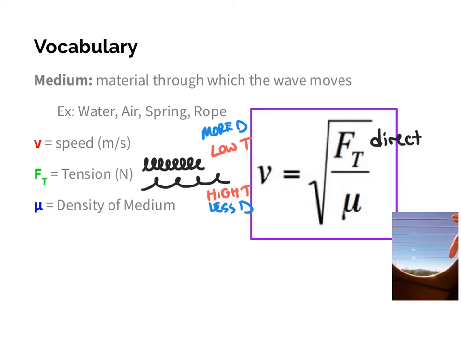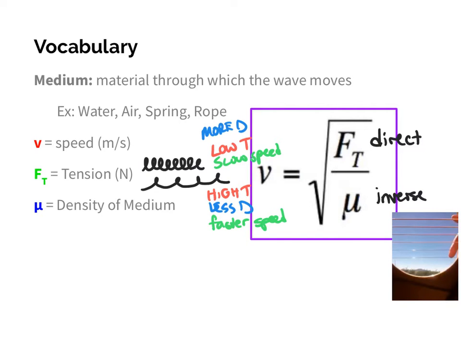And like I said, this spring that's not as tightly wound up and not as stretched out, the speed's going to be much slower. So this one in the end would have a slow speed, versus on the bottom, this one would have a faster speed. So this is an inverse relationship in terms of the density: the more dense something is, the slower the wave is going to go. So this is an inverse relationship.